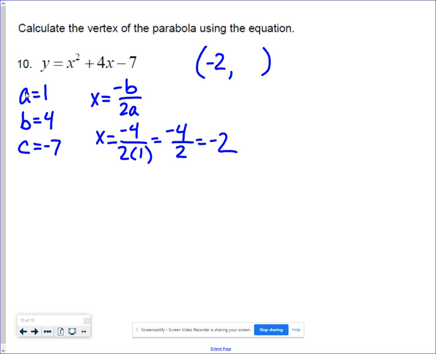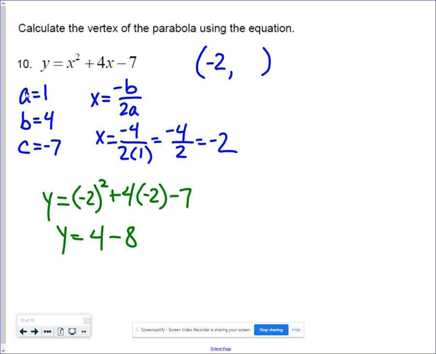The Y, I'm going to have Y equals -2 squared plus 4 times the -2 minus 7. -2 squared is +4. 4 times the -2 is a -8. 4 minus 8 is -4. Minus 7 is going to be -11.